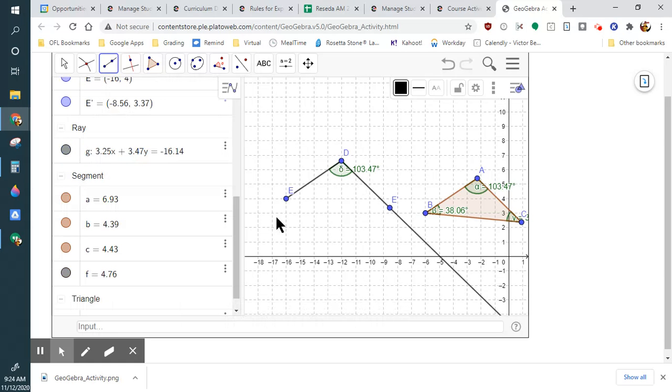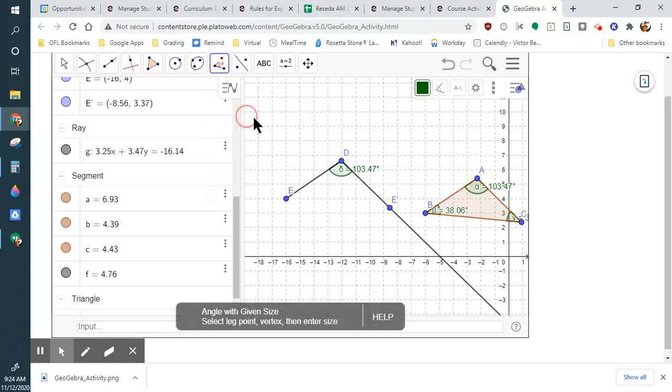But this time they want you to do another angle here. So obviously you want to use this angle right here, this 38.06. So we're going to create another angle of given size. We're going to go from D to E this time. Oops. Nope. I don't want to make a ray. I want to make an angle.